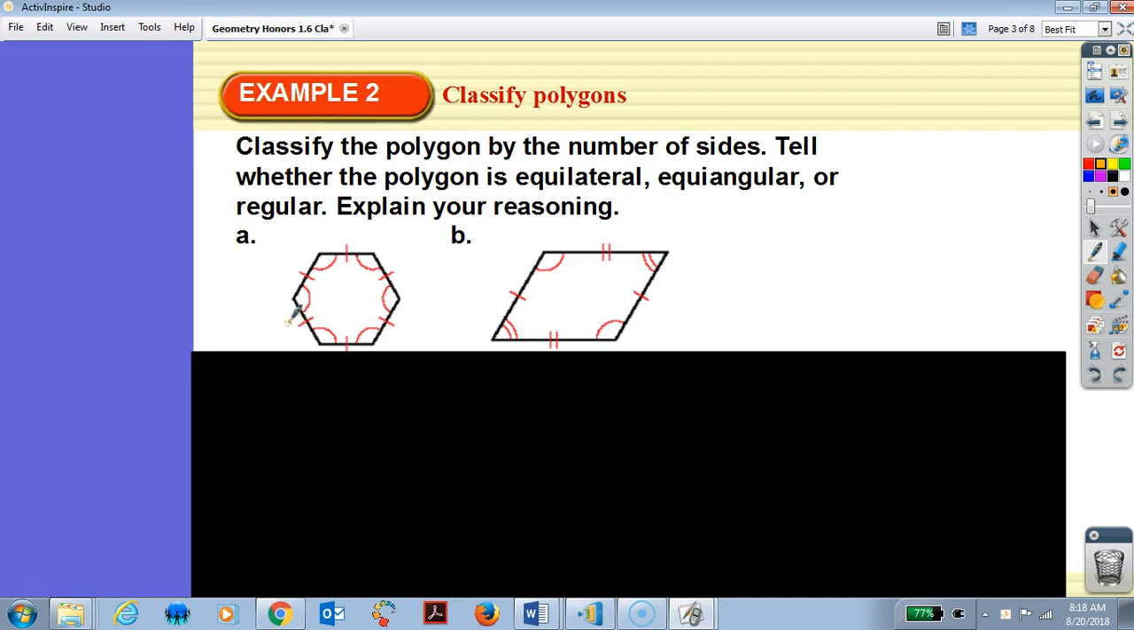5, pentagon. 6, hexagon. Good. 7 is heptagon. 8 is octagon. 9, nonagon. 10, decagon. 11, they don't have in this textbook, but it is a hendecagon. Some textbooks say it. Most don't. They just leave it out. 12, dodecagon. And then everything after that, we just call it n-gon. So if it's like 13, we say 13-gon. If it's 256, we say 256-gon. If it's 86 sides, we say 86-gon.